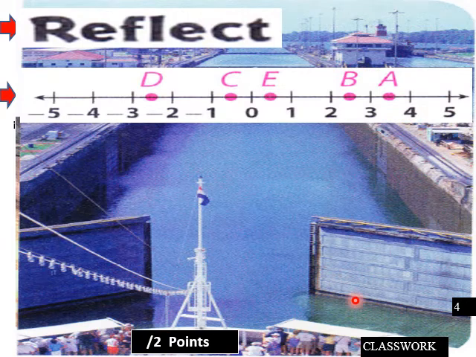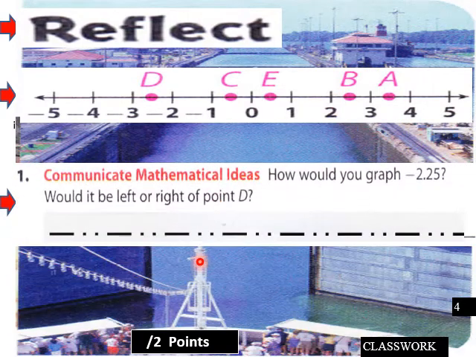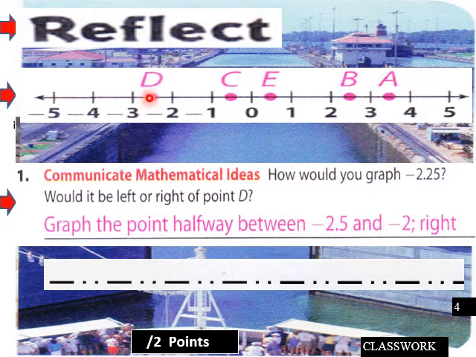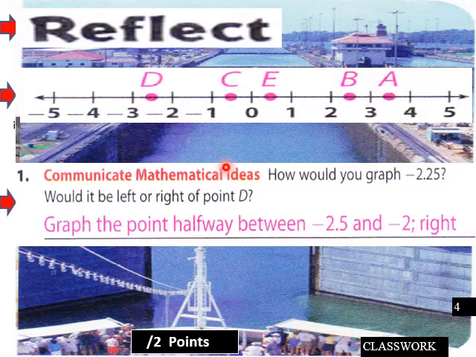Okay, classwork page 4, that was our plot again. How would you graph negative 2.25? Would it be left or right of D? So where's D? So it'd be negative 2.25. Where would that be? What was D? It'd be halfway between negative 2.5 and negative 2. So it'd be in between, right about there, wouldn't it? Negative 2.25. Right about there.